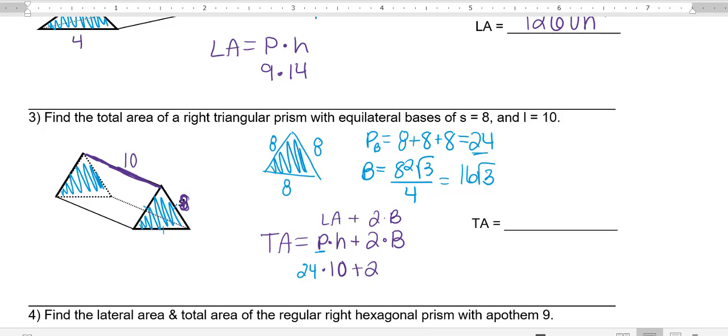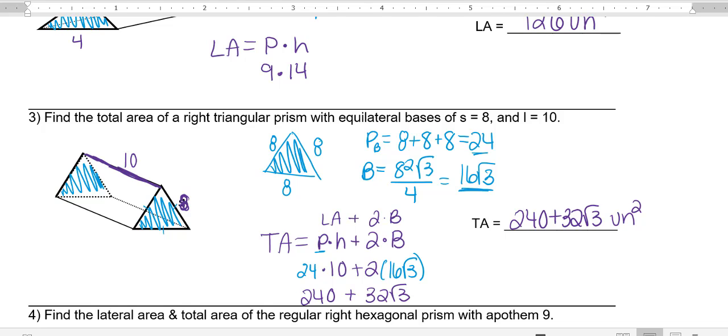And then 2 of our area of the bases. Area of the base, we found 16 root 3. We simplify both those expressions. We get 240. Then 2 times our 16 root 3. Multiply those numbers outside our radical, and then tack on our radical. And that is our TA, 240 plus 32 root 3. No additional combining of like terms. We are done.